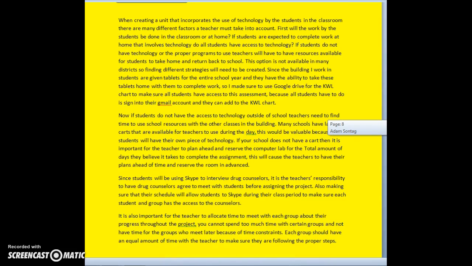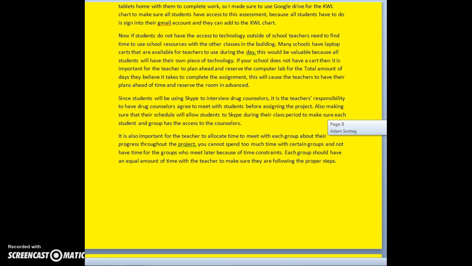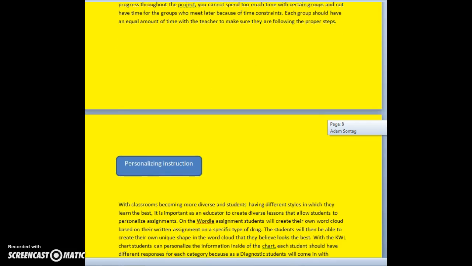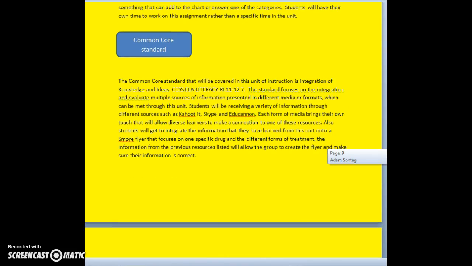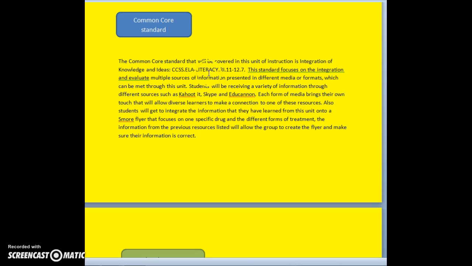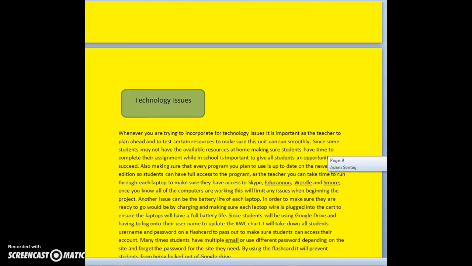Equity and access, how are all students given availability to this? And when can students work on this? All right, personalizing instruction, diverse learners, how is this going to be made for each individual student? All right, Common Core, making sure that it's interdisciplinary, working on our literacy again, and how the different resources are used to meet these standards.